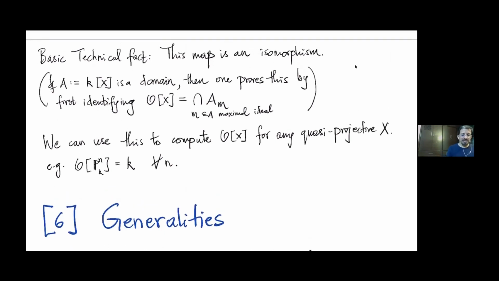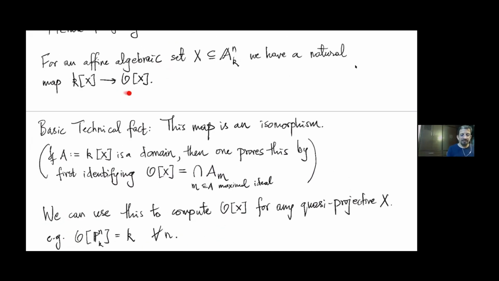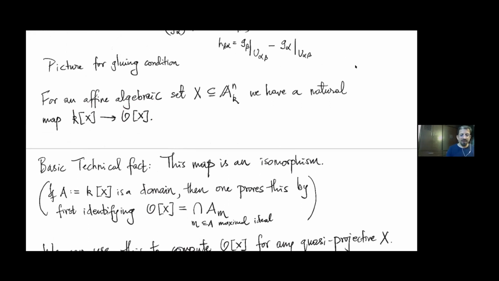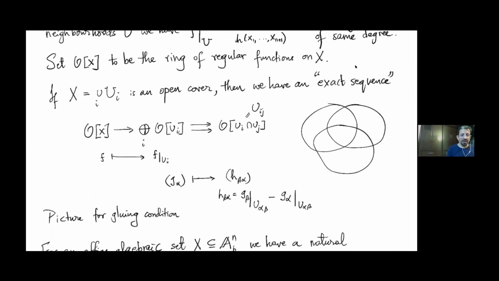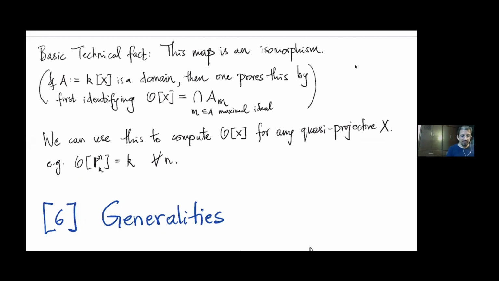So this basic technical fact tells you that for affine algebraic sets, this ring of regular functions is not a new thing. It's just your coordinate ring. But for quasi-projective ones, we still don't know what it looks like, but we have a recipe here. This recipe tells us that one just has to glue things over an affine cover and then see what you get. That will give you your regular functions. If you carry it out, you can prove that for projective spaces, there are really no globally regular functions except for constants.